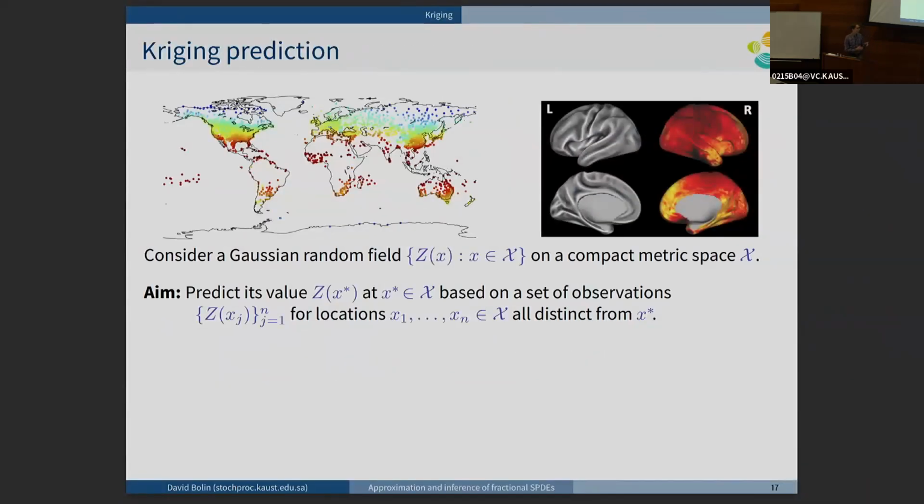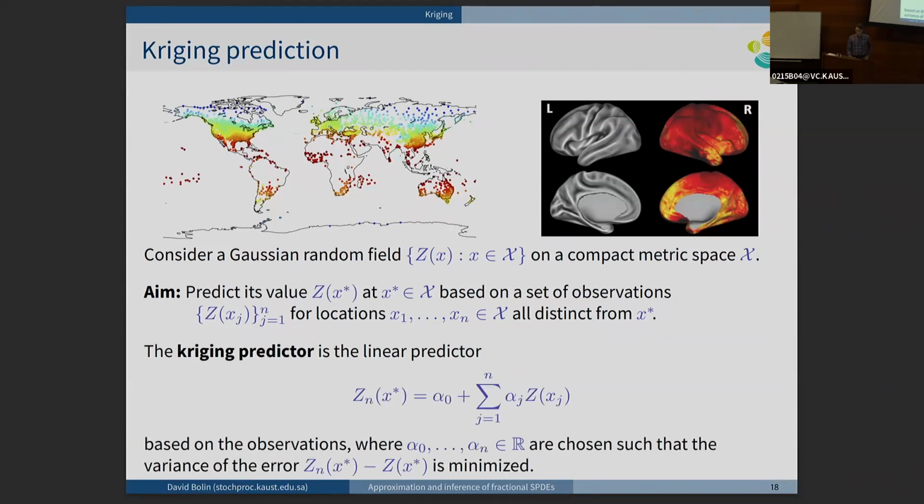So we can set the generalized Whittle-Matern fields aside for a bit, and just look at more general problems. So assume that you just have some Gaussian random field Z on some, say, compact metric space, might be the globe or a compact subset of R^d, like the domain for our Whittle-Matern field. And suppose that you have some observations of this Gaussian process and you want to predict the value of this process at some unobserved location. So we can call it unobserved location x star, and we have observations at locations x1 to xn.